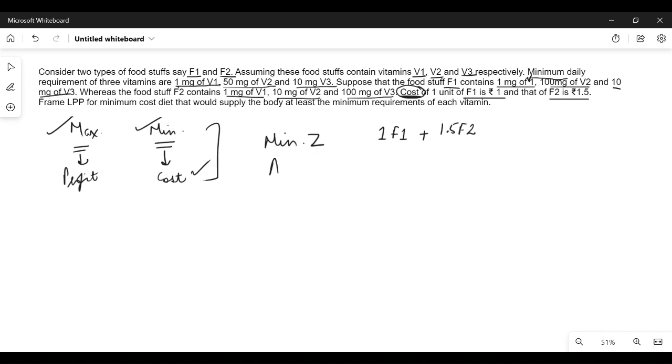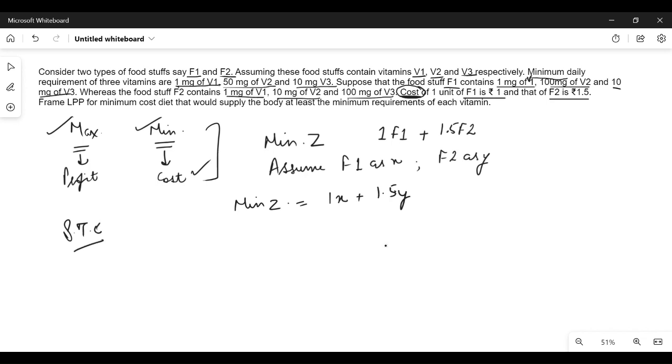So if I assume F1 as X and F2 as Y, my minimize equation is minimize Z equals 1x plus 1.5y. So this is my first thing, but it is subject to constraints. Some constraints are there in order to achieve this objective.